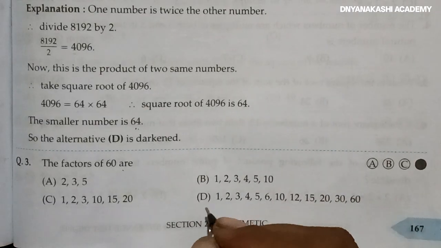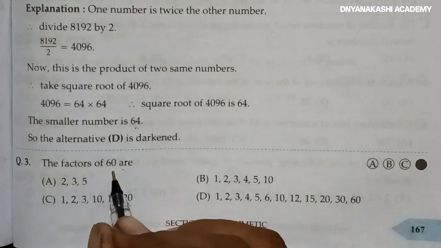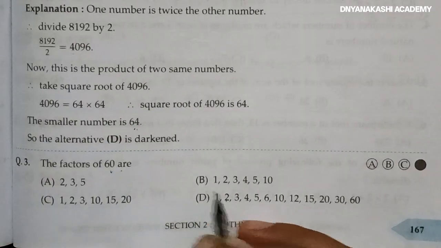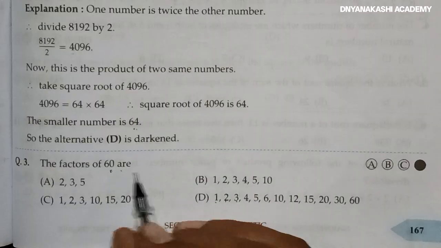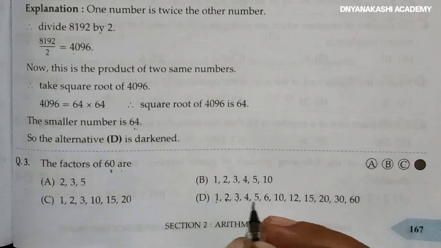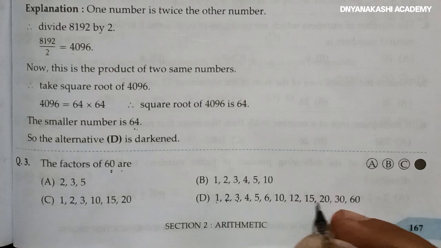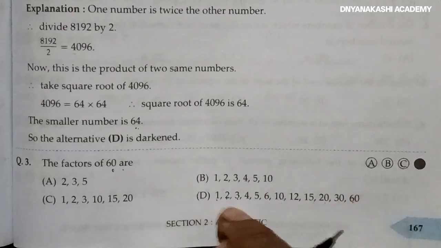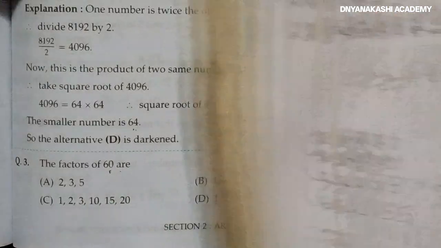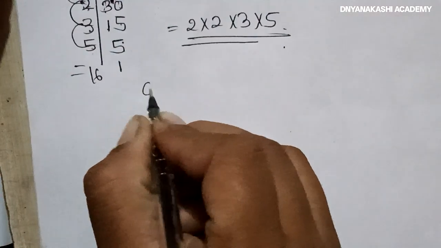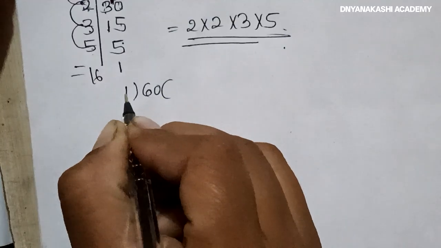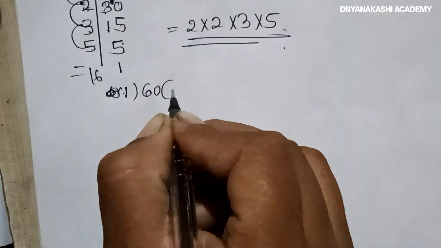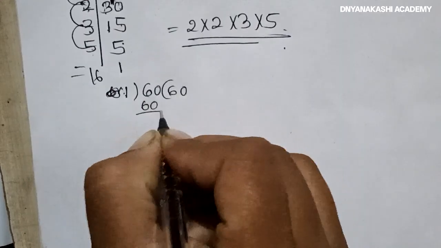This question's answer is D, because 60 is a multiple of 1, and 60 is also divisible by 2, 3, 4, 5, 6, 10, 12, 15, 20, 30, 60. That's why all these numbers are factors of 60. And this one is 60. I divide by 1. 60 divided by 1, we get 60. 60 by 60, we get 0.